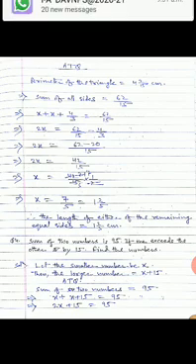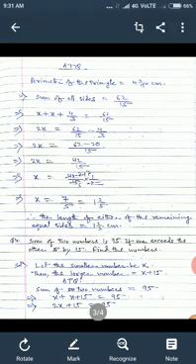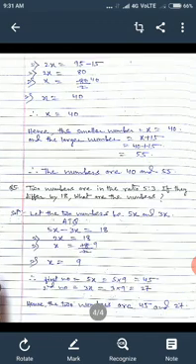So let the smaller number be x. The other, larger number be x plus 15. According to the question, the sum of the two numbers is equal to 95. Now put the values. The sum of these two numbers means x plus x plus 15 is equal to 95. So x plus x means 2x plus 15 is equal to 95. 2x is equal to 95 minus 15. The 2x is equal to 80. x is equal to 80 by 2, means 40.